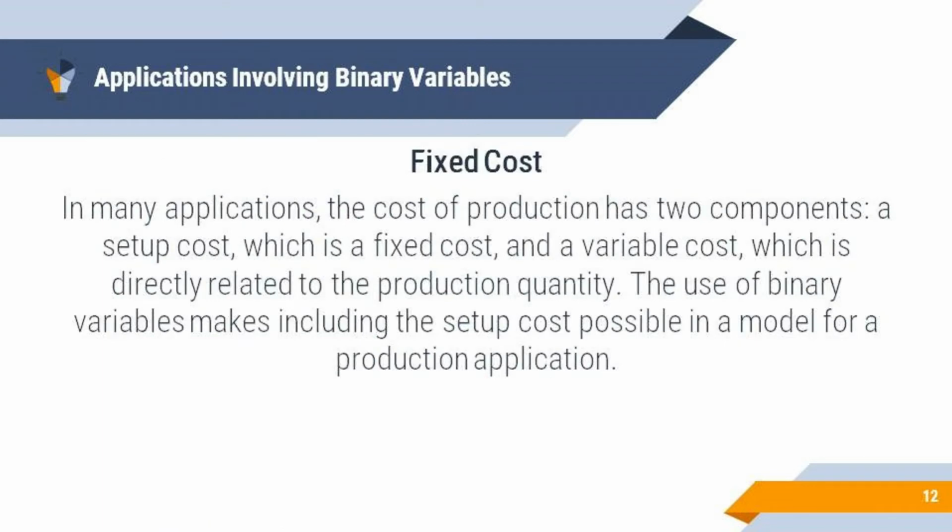Second one is fixed costs. In many applications, the cost of production has 2 components: a setup cost, which is a fixed cost, and a variable cost, which is directly related to the production quantity. The use of binary variables makes including the setup costs possible in a model for production application. Here are some examples from the module.